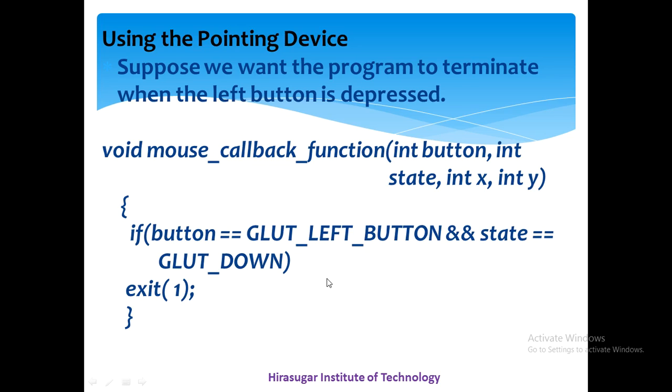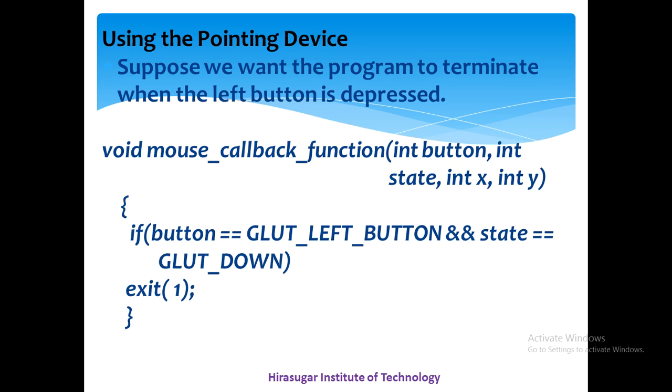Glut down means I am doing this operation during press time. You can do it during release time, that is glut up. There is a constant called glut up, right? In this code, the operation happens during press time. In the problem definition I used depress, but while writing the code we wrote it for press time. You can do it as per your problem definition. Only change this glut down to glut up.